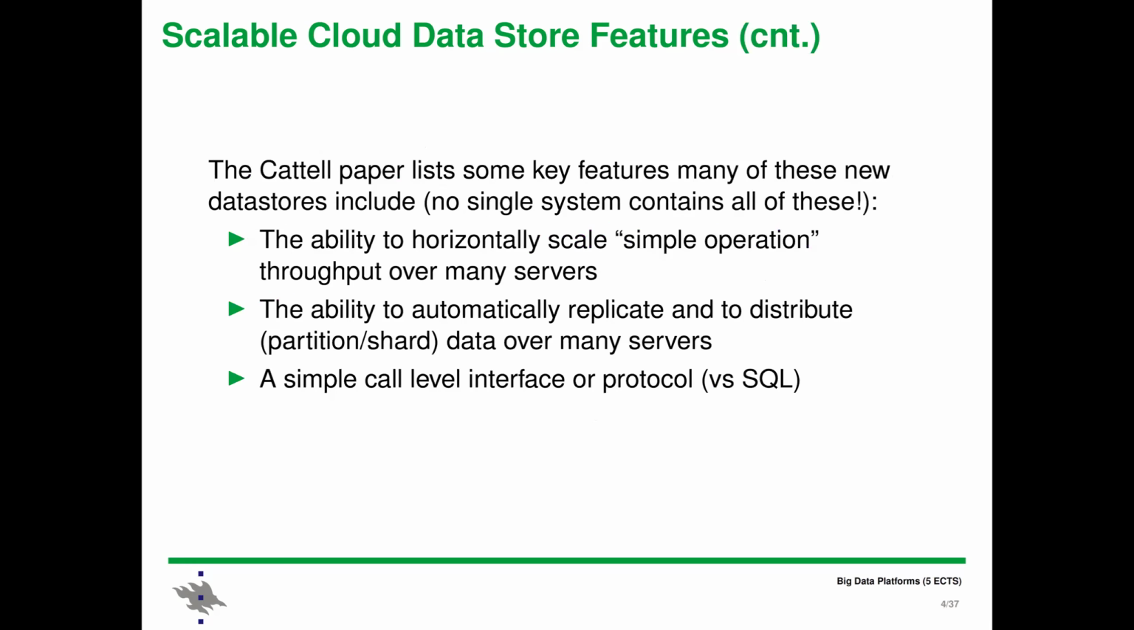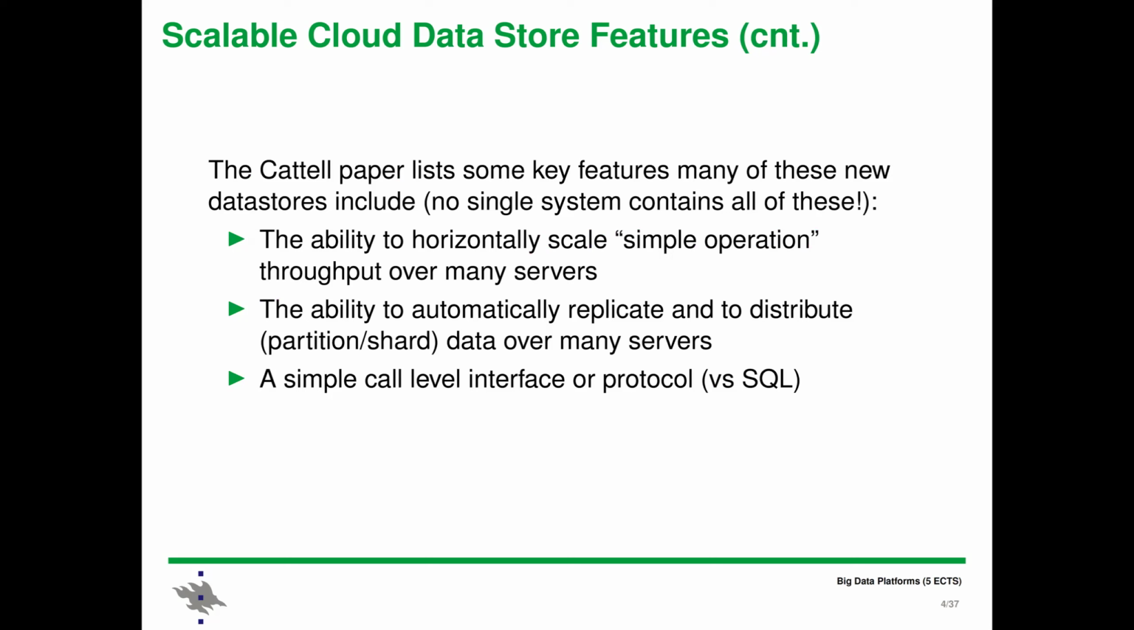The Cattell paper lists some key features that many of these new cloud data stores include. You must understand also that no single system contains all of these features. The main thing that almost all of these systems have is the ability to horizontally scale simple operation throughput over many servers.